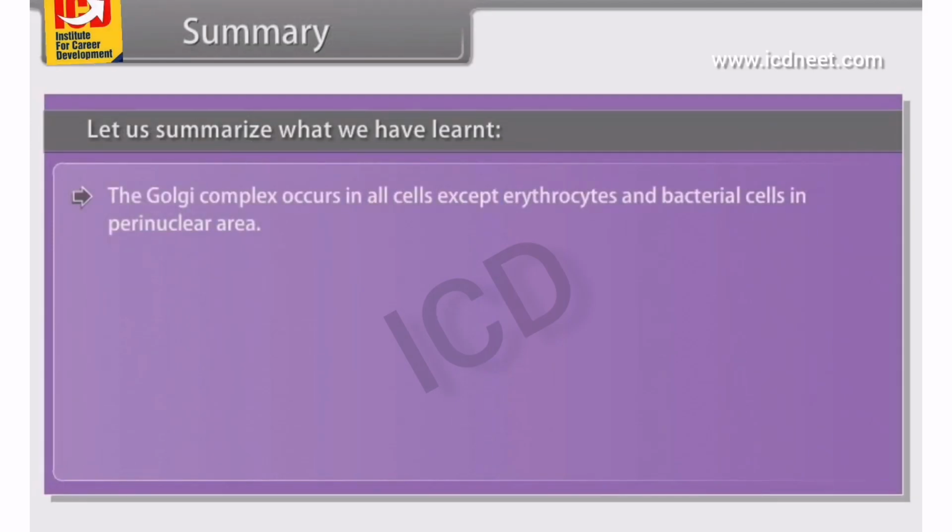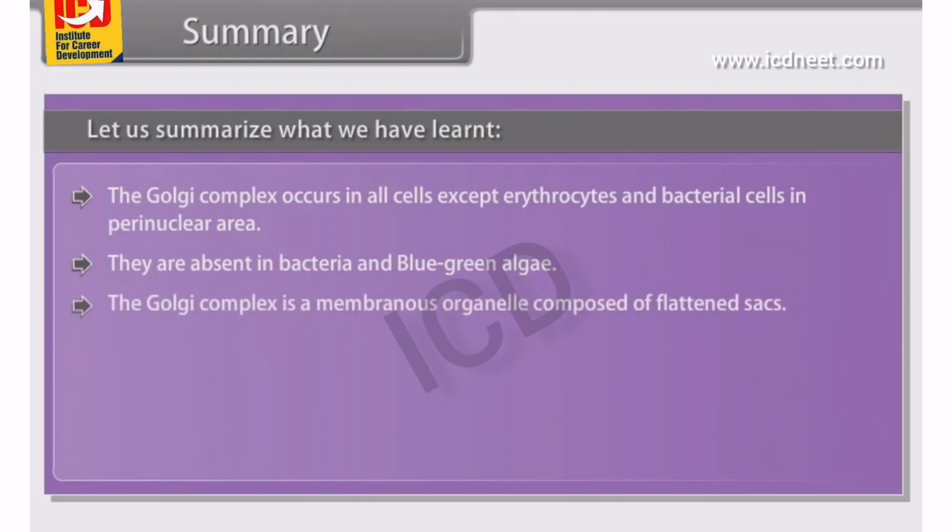The Golgi complex occurs in all cells except erythrocytes and bacterial cells, in the perinuclear area. They are absent in bacteria and blue-green algae. The Golgi complex is a membranous organelle composed of flattened sacs. The secretions of cells are packed in them and transported from the cell.